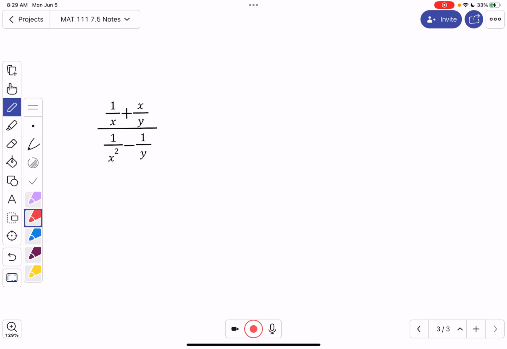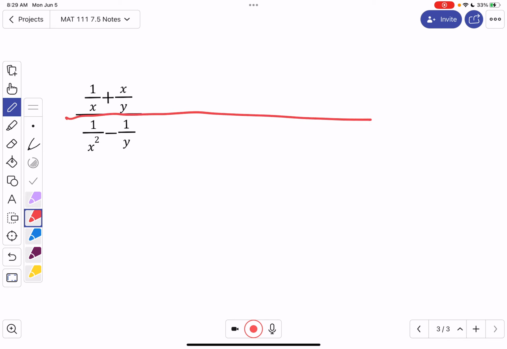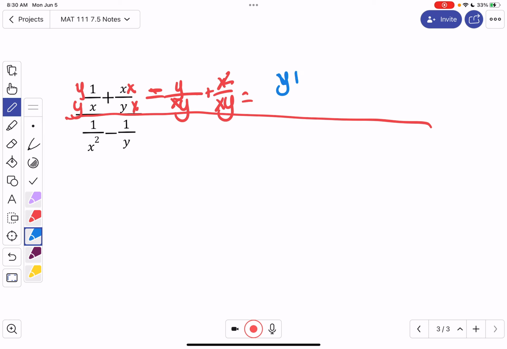All right, let's try this last problem. Going to multiply this one by y. So I get y over xy. Multiply this one by x. So I get x squared over xy. And if I combine like terms, I get y plus x squared over xy.